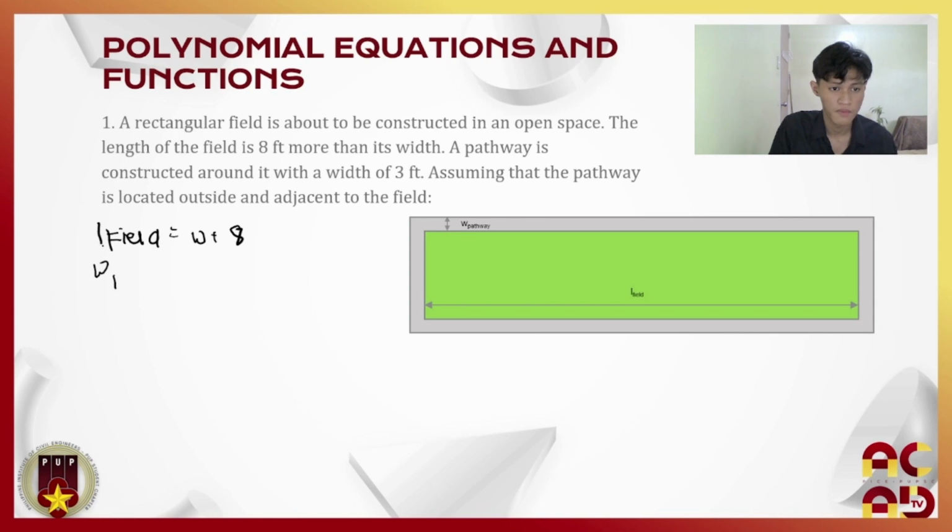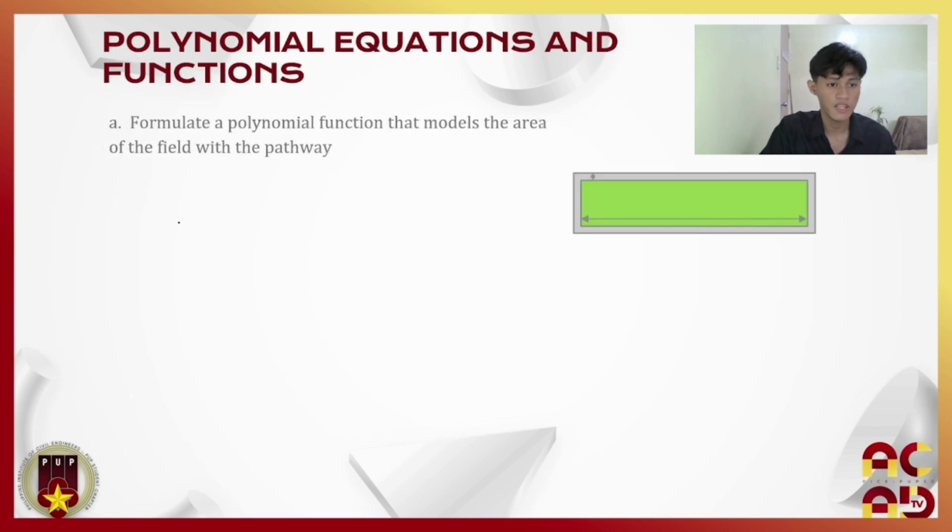And then yung given na yung width ng pathway natin, we have 3 feet. And then ito na yung given natin. So ang length ng field is W plus 8 and then ang width ng ating pathway is 3 feet. So let's go to the letter A. So formulate a polynomial function that models the area of the field with the pathway. So how can we formulate this polynomial function?